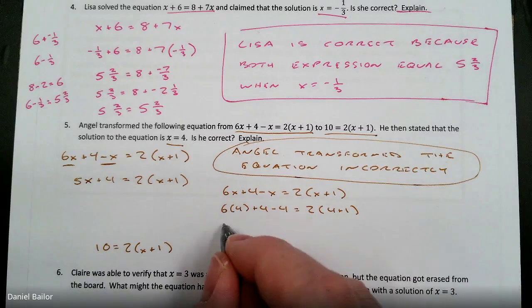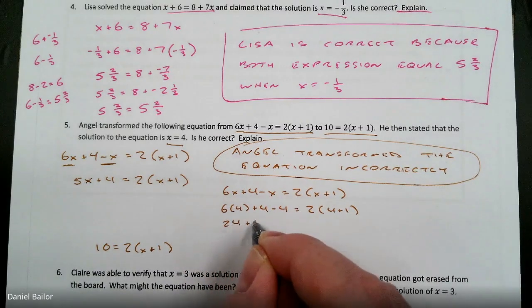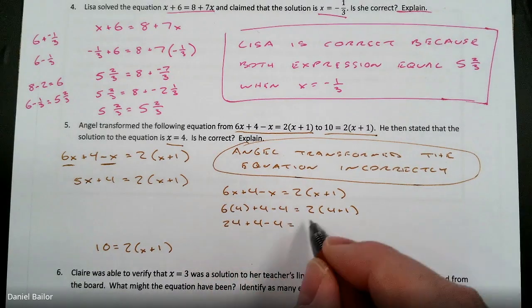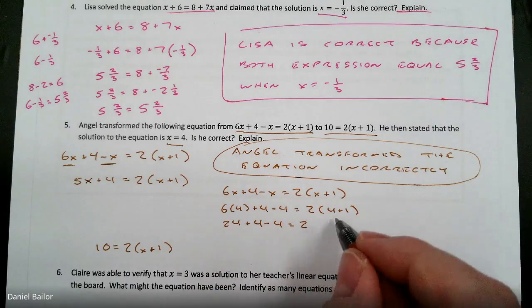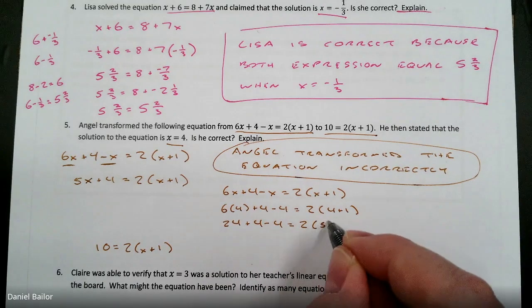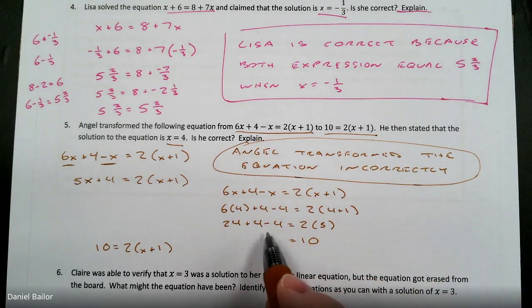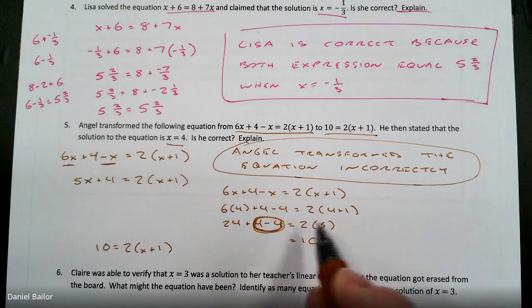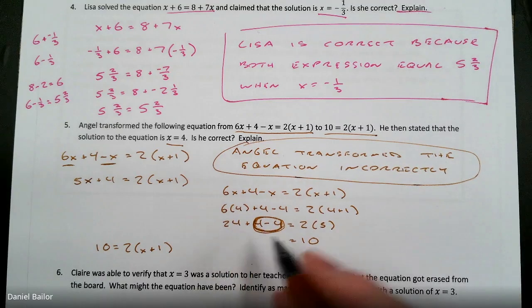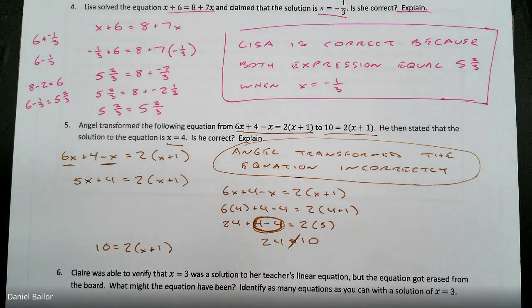6 times 4 is 24. Plus 4 minus 4 equals 2 times 4 plus 1. 4 plus 1 is 5. 2 times 5, I'll do that one first because it's easier. Now right here, 4 minus 4 is just 0. I noticed that. And 24 plus 0 is 24. I'm sorry, Angel. 24 does not equal 10. 24 does not equal 10.